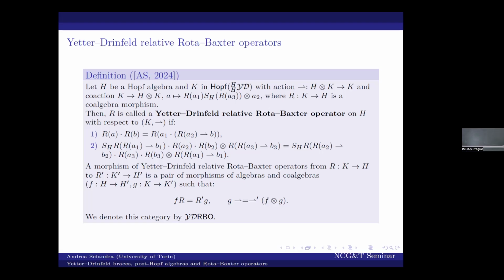So the first one is exactly the one that also Li, Sheng, and Tang gave. So this morphism is not a morphism of algebras, but I can tell you what the product of two elements, Ra and Rb, is: it is just given by the product of A1 with this action here. You can see that it is exactly the definition that we have for groups.